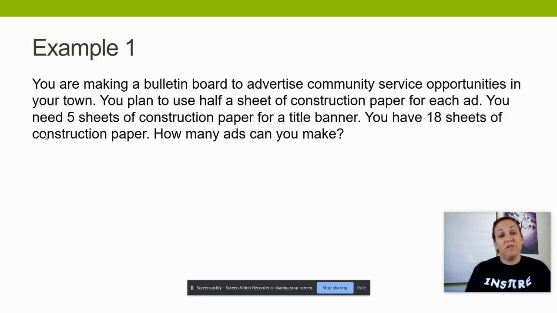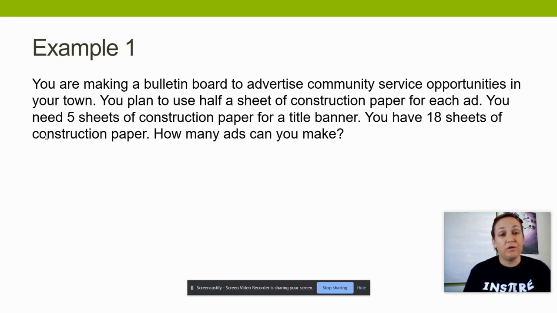Don't forget to pause the video so you have enough time to write down the question. This problem says, you are making a bulletin board to advertise community service opportunities in your town. You plan to use half a sheet of construction paper for each ad. You need 5 sheets of construction paper for a title banner. You have 18 sheets of construction paper. How many ads can you make?